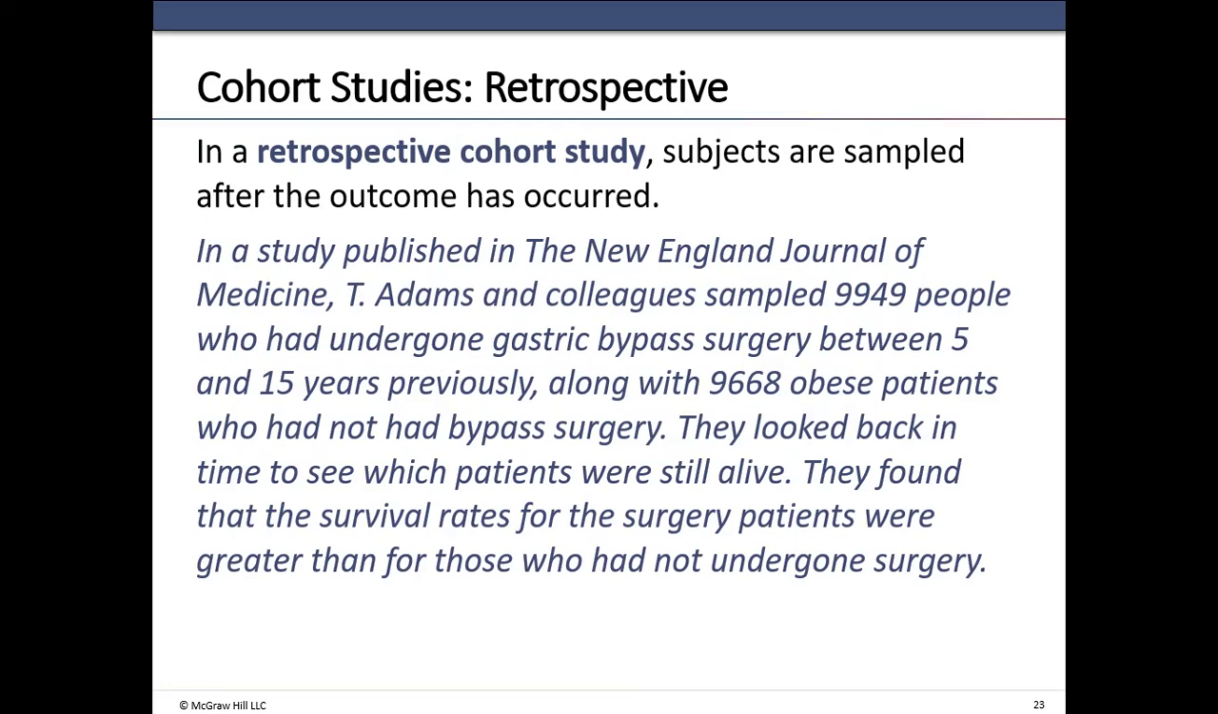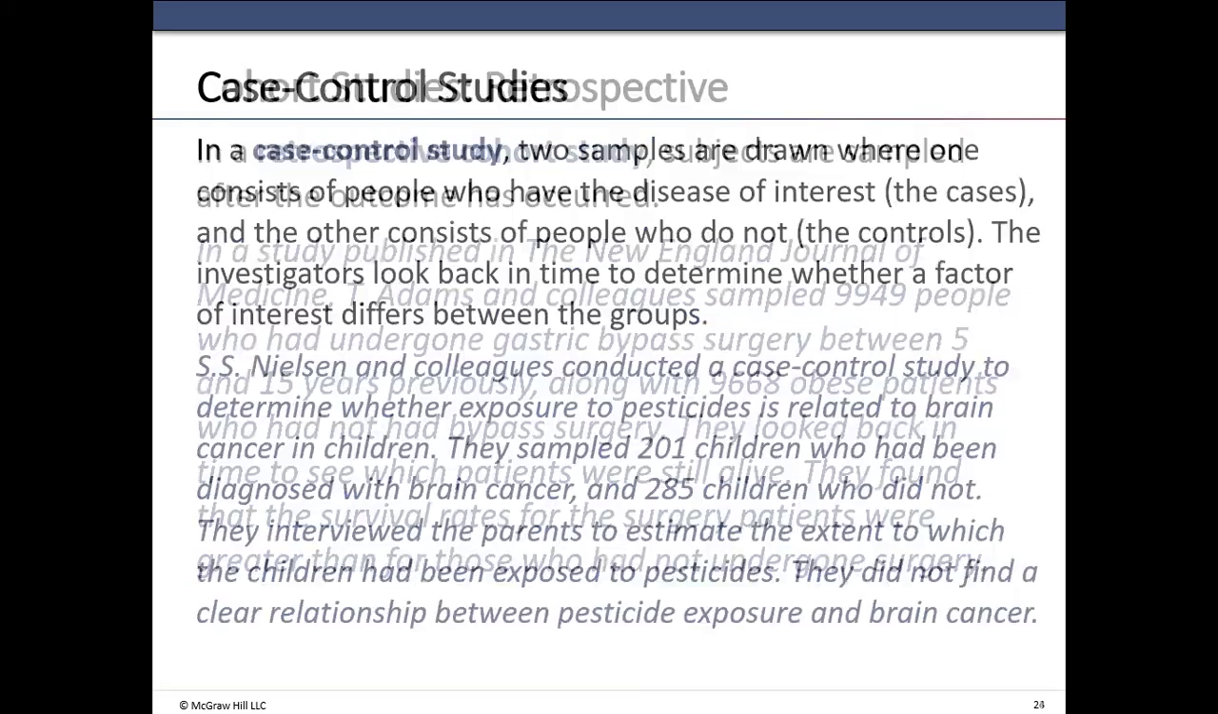9,949 people who had undergone gastric bypass surgery between 5 and 15 years previously. So the surgery happened 5 to 15 years previously. Retrospective, you're going back, along with 9,668 obese patients who had not had gastric bypass surgery. They looked back in time to see which patients were still alive. They found that the survival rates for surgery patients were greater than for those who had not undergone surgery. So retrospective because you're looking back to the point when these people had the gastric bypass surgery.